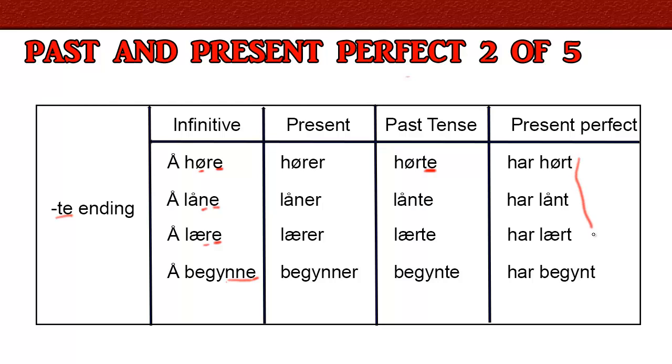You notice in the present perfect, in the perfect tense, there is no E. So you have the same, you just remove the E. Lærte, har lært, begynte, har begynt. Så. Å låne, låner, lånte, har lånt, remove the E. To borrow. Å lære, to learn. Å lære, lærer, lærte. Har lært, have learned. Å begynne, begynner, begynte, har begynt, to begin.